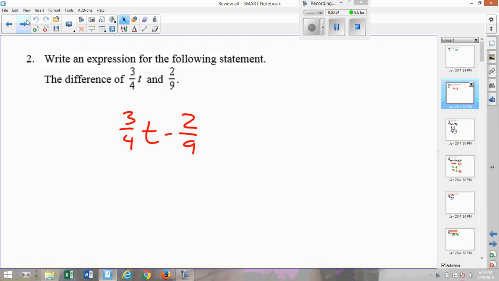Next question. Write an expression for the following statement, the difference of 3/4 T and 2/9. We know the difference means to subtract. So it'd be 3/4 T minus 2/9.